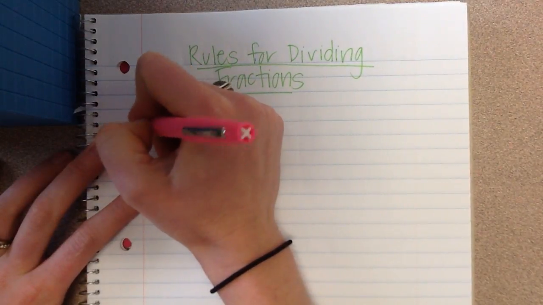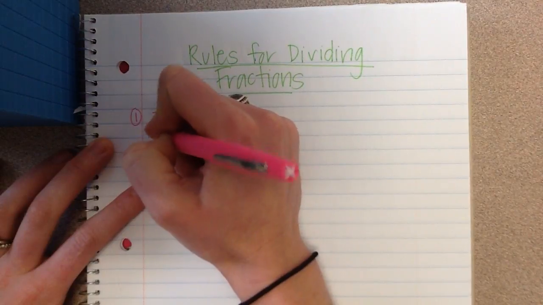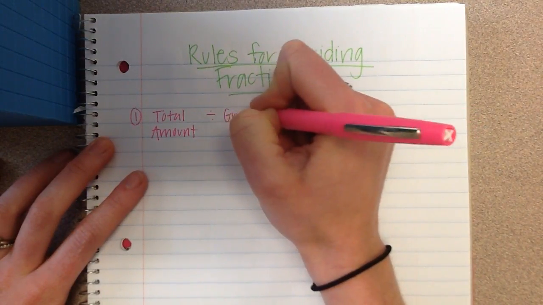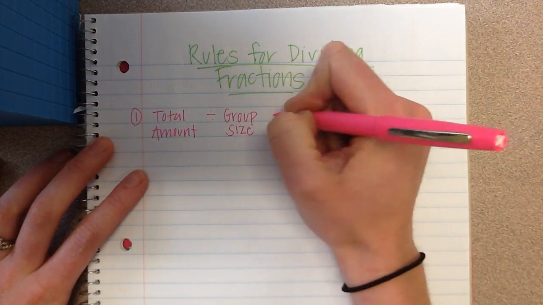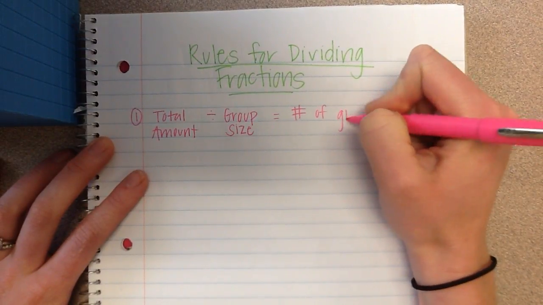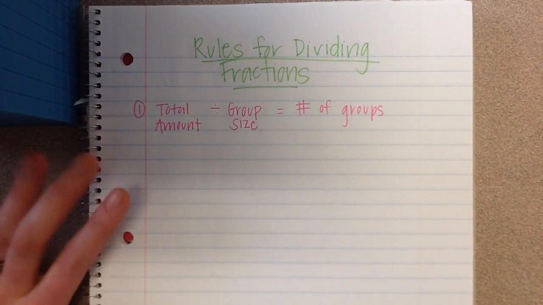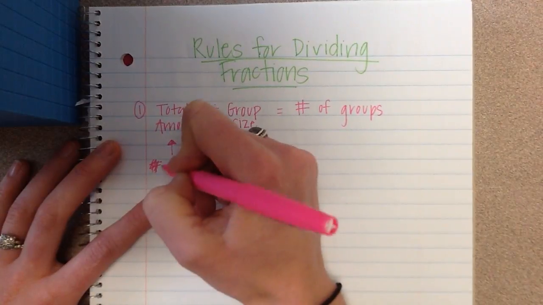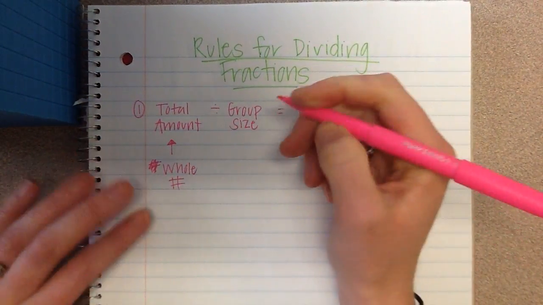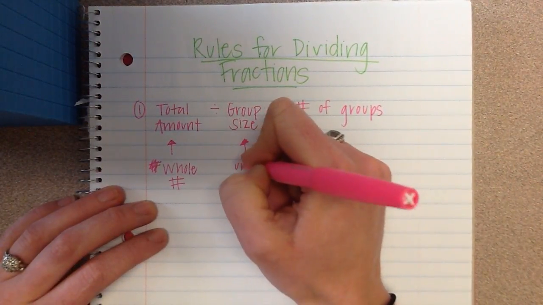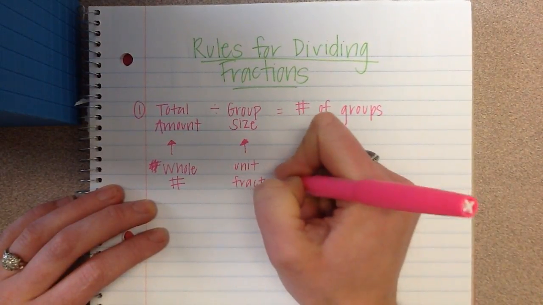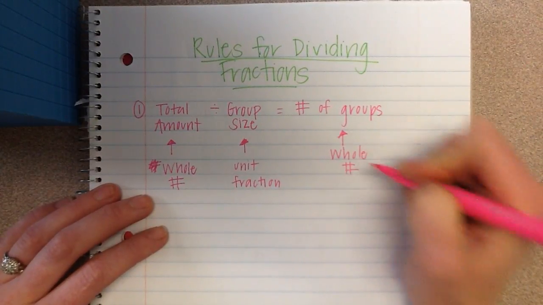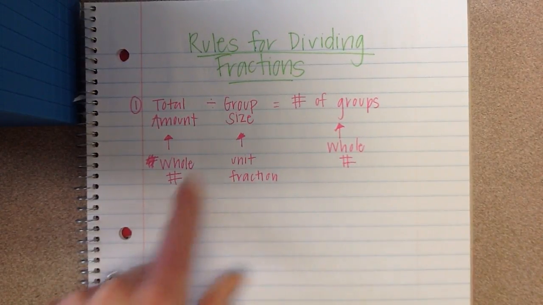Okay, so number one, if you have total amount divided by group size, then that means you're looking for a number of groups. So if your total amount is a whole number, then your group size is a unit fraction. Then your number of groups is going to be a whole number. So, if your total amount's a whole number, your answer will be a whole number.